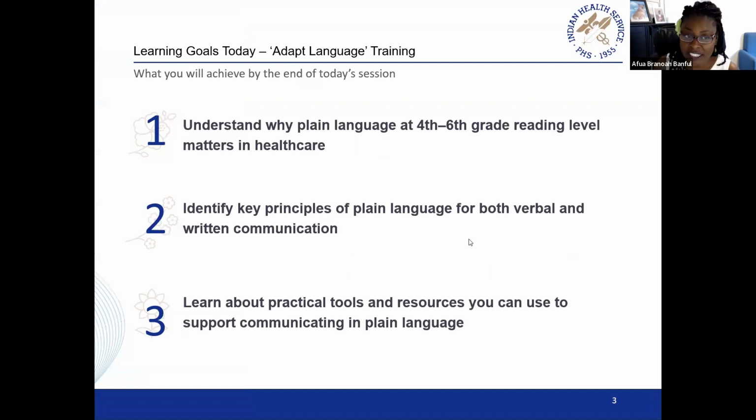So our learning goals for today, first we'll understand why using plain language at the 4th to 6th grade reading level matters in healthcare, right? And then we will identify some elements of what plain language looks like for both verbal and written communication. So think about it as having the toolkit for adapting the language to make it plain. And then we'll learn about the tools and resources today. So that is just a preview for next week's learning goals.